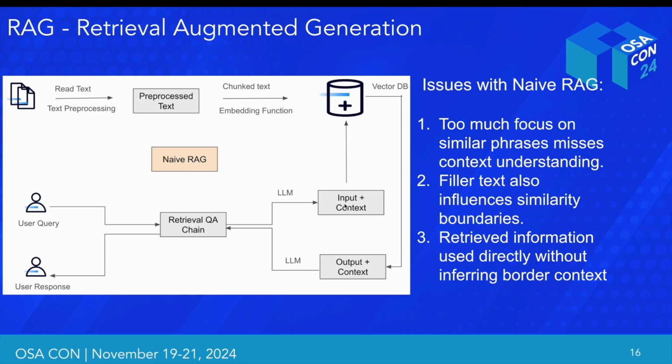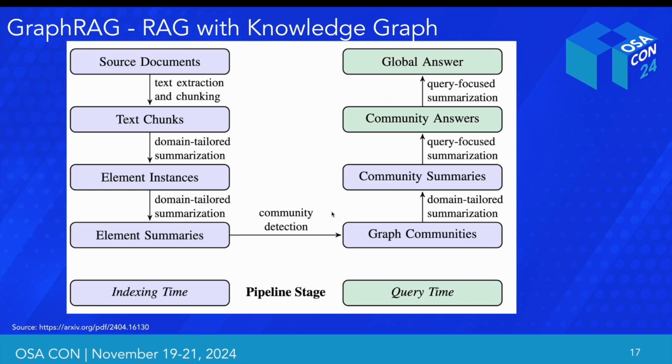While this works relatively well for a smaller batch of unstructured text, the issue is with larger data size. With larger data size, similarity search misses the overall context. Also, context boundaries are missed by similar phrases since broader constraints are not imposed. So essentially what happens is RAG gives an output where the retrieved information is used directly without inferring any broader context which would have existed from the question. So how do we solve it? To solve it, Graph RAG has arrived. It's a fairly recent paper.